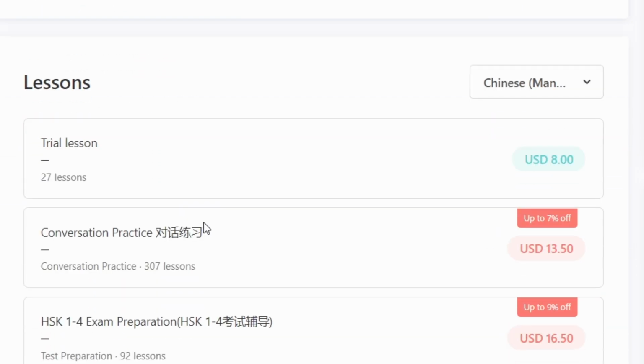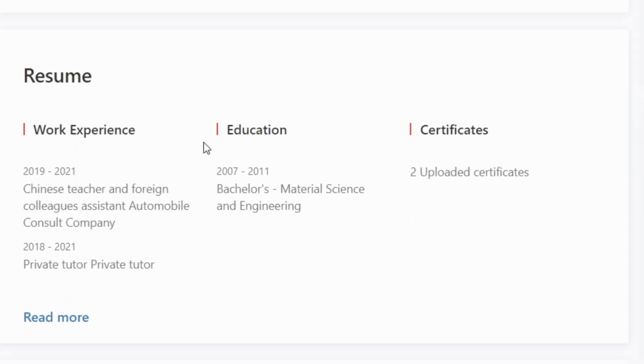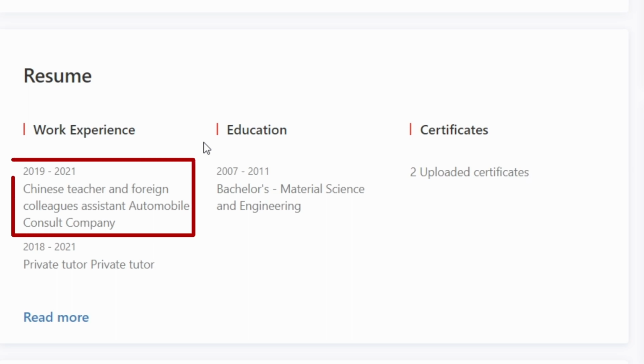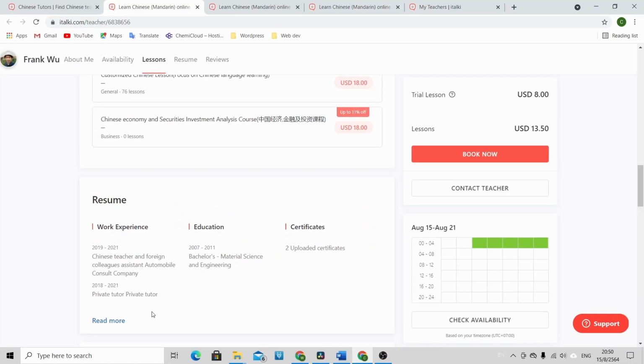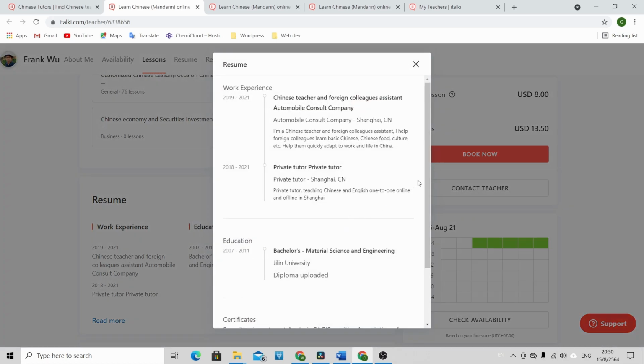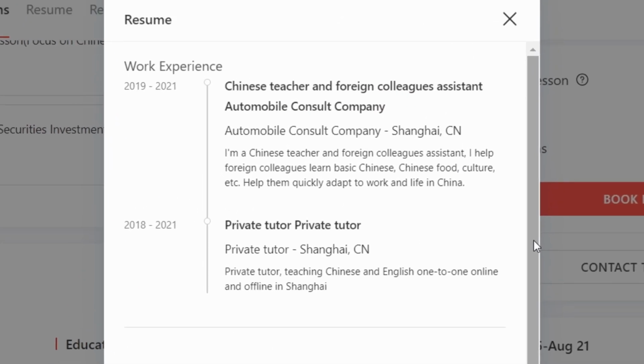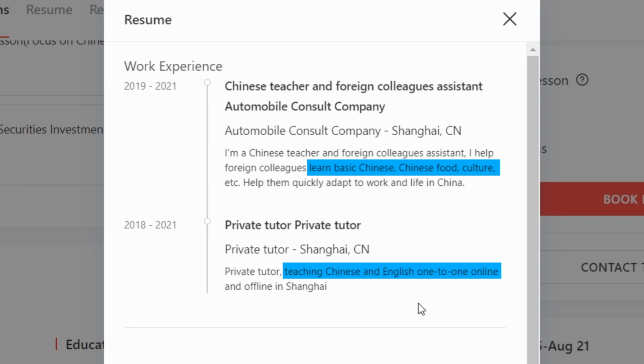And besides this part, when we come down a little, we can see in this person's resume that in his working experience, he has been a Chinese teacher and foreign colleague assistant in an automobile consultant company. And also, he has worked as a private tutor. And if you look more in detail, you can see here that he's describing his experience as a Chinese teacher to his colleagues and also his experience as a private tutor online and also offline.